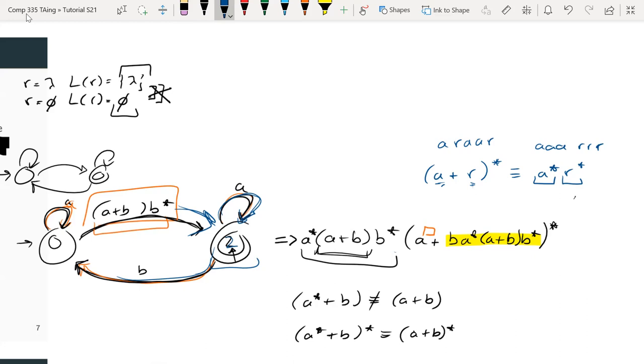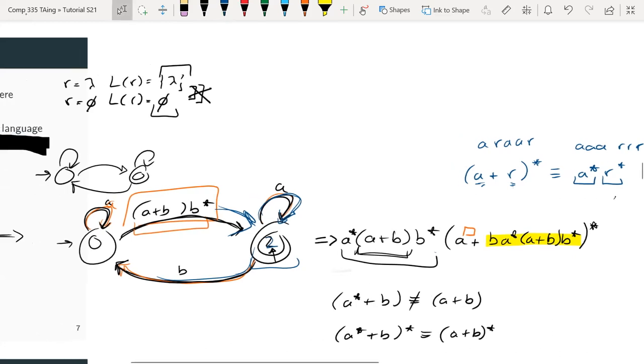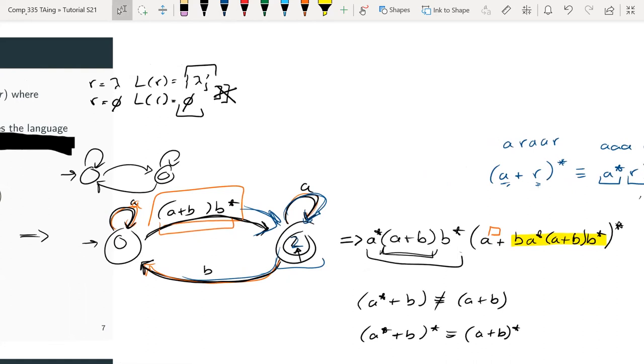Okay, and the first part, because again, in the first state, you still have two arrows, one looping on A, and then the other one, A plus B, B star. That one is a concatenation because they have different destinations. Very good. Because you stay in zero and then you go to two. Yeah, exactly. Okay.